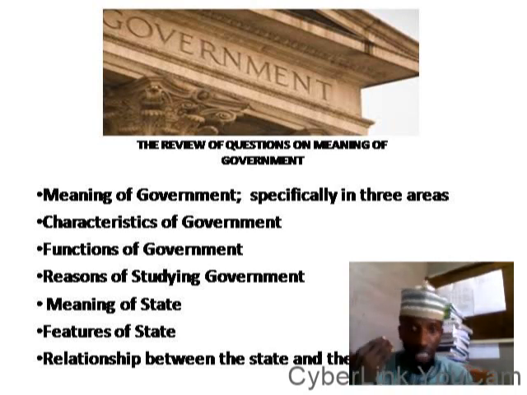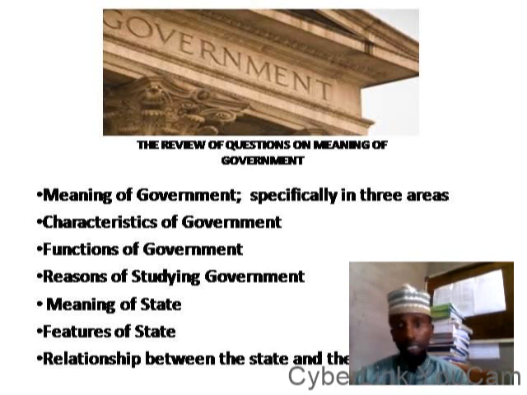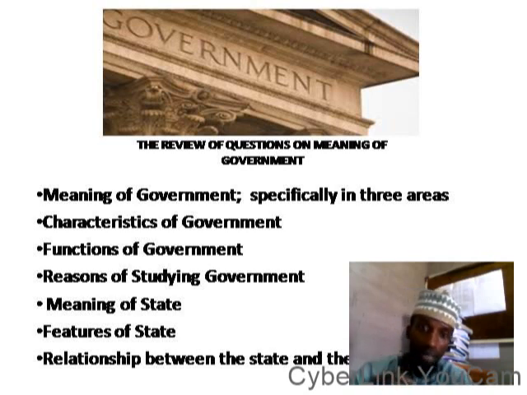subtopics. The first one is the meaning of government. We have the general meaning of government, then we have the specific definitions of government. After the general meaning, you are supposed to look for three specific meanings of government. That is, government as an institution of state, government as an art or process of governing, and government as an academic field of study.